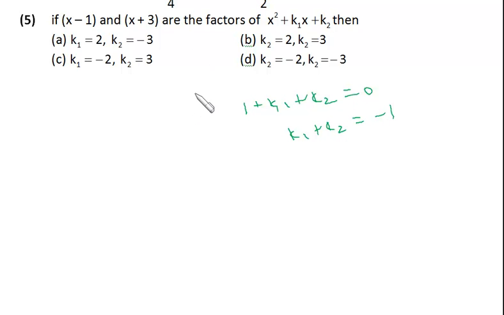Now from the options, just add k1 and k2 and see where you get minus 1. Here you do not get, here you do not get, here it is just 1, here it is minus 1, right? So no need to work further. Pretty simple.